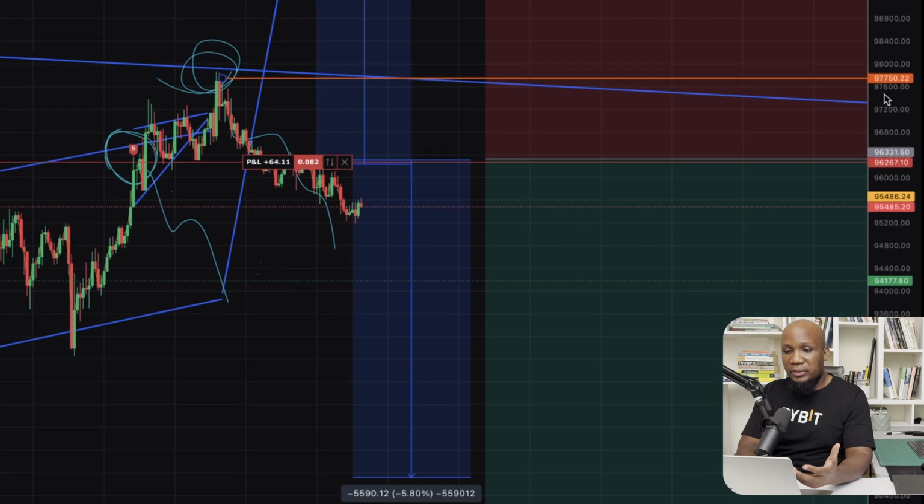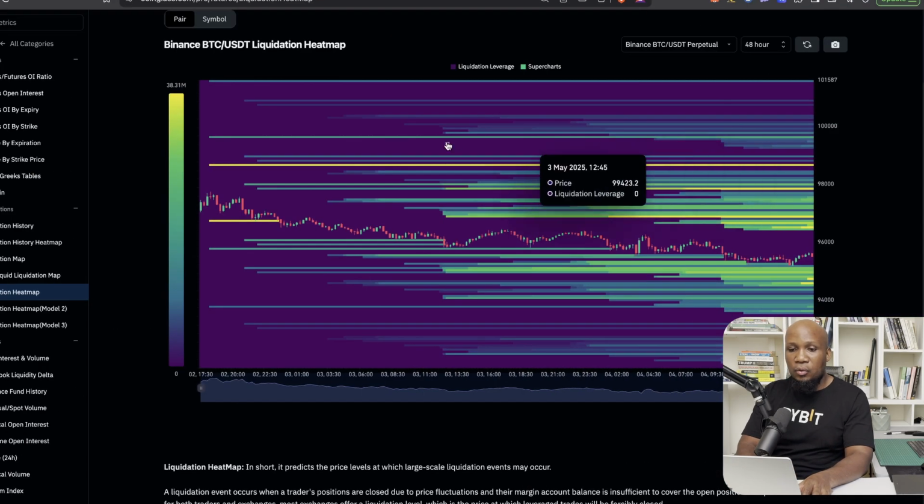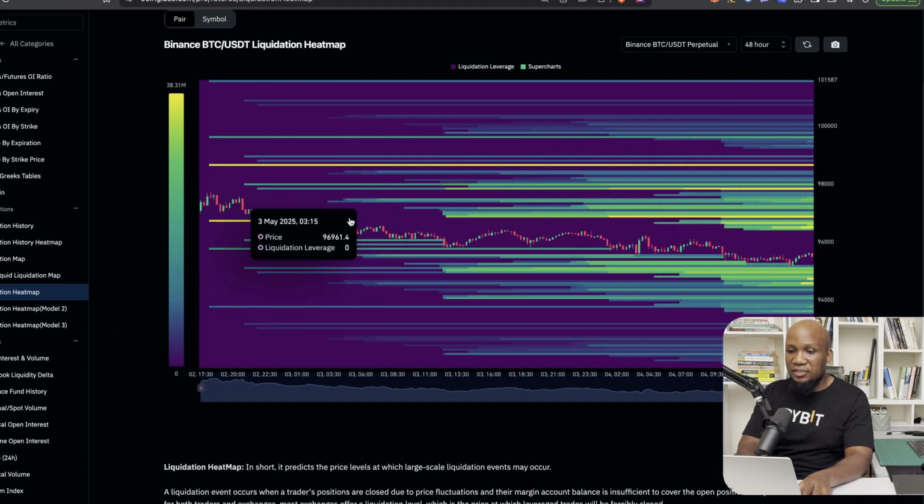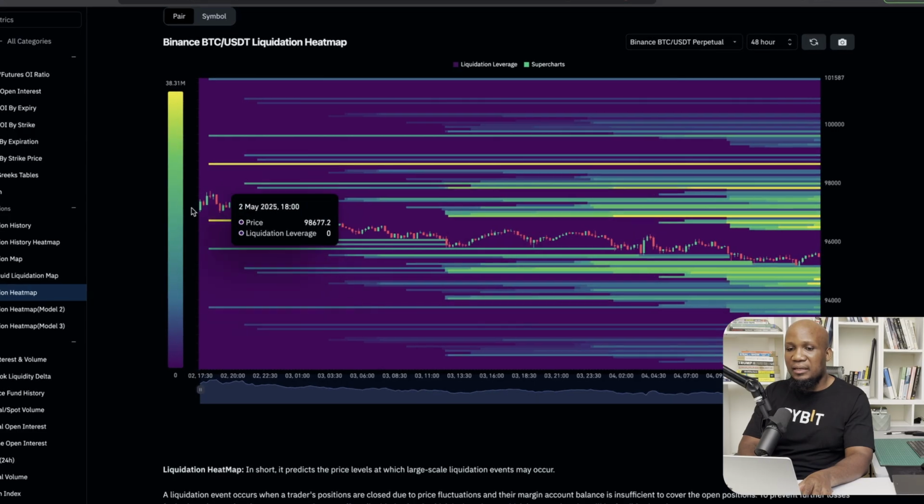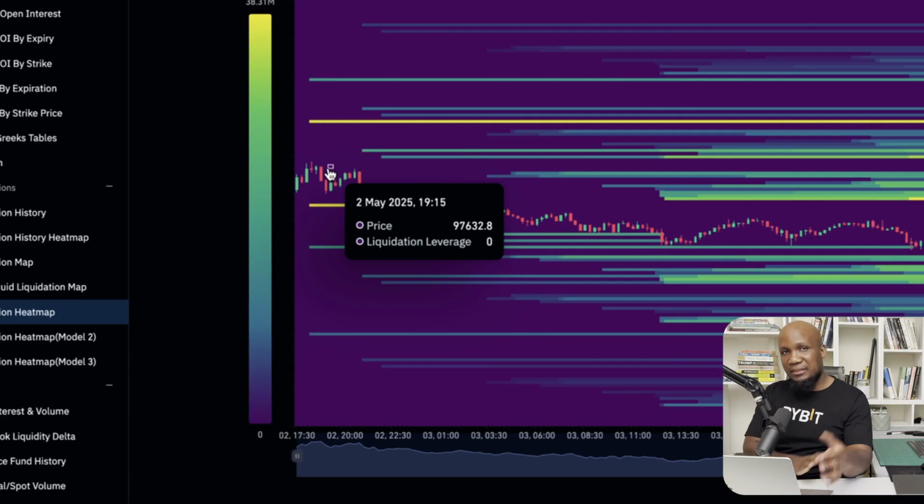How did I actually know that? Because at that time we saw that there was a high liquidation at that price point here. We saw that there was a high liquidation at 97,000, 98,000. You can see here there was a high liquidation within this period. Obviously now it's on the past year, but you could see it from that clip in the beginning.